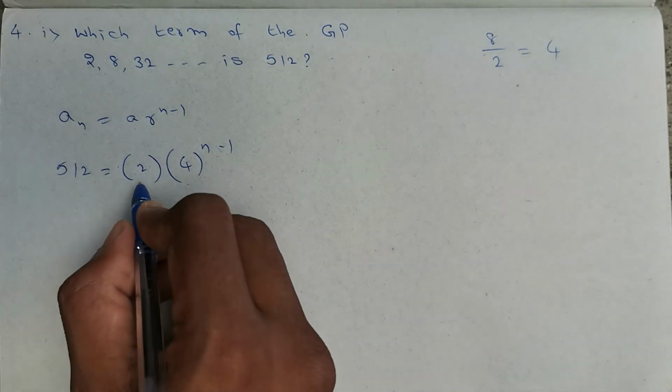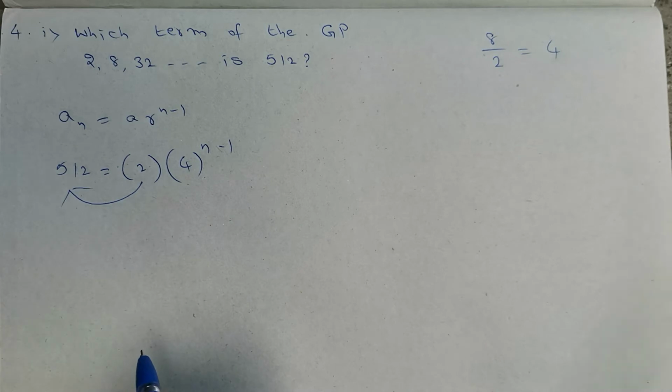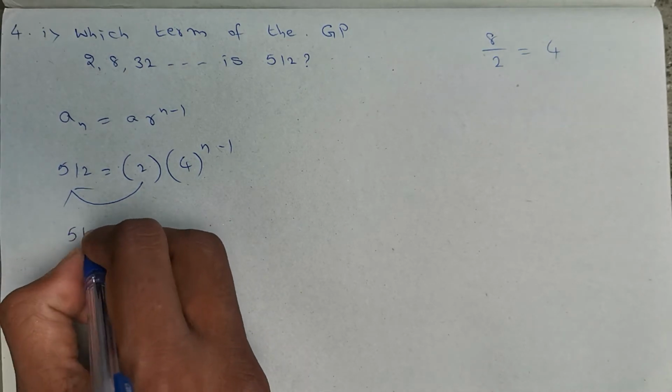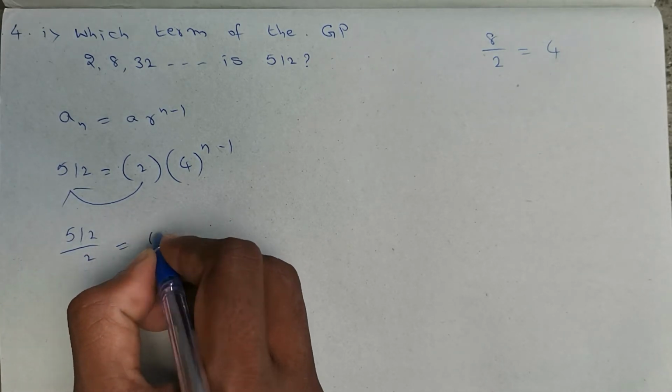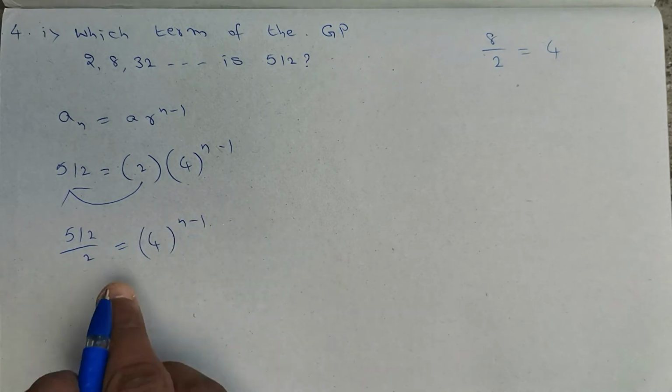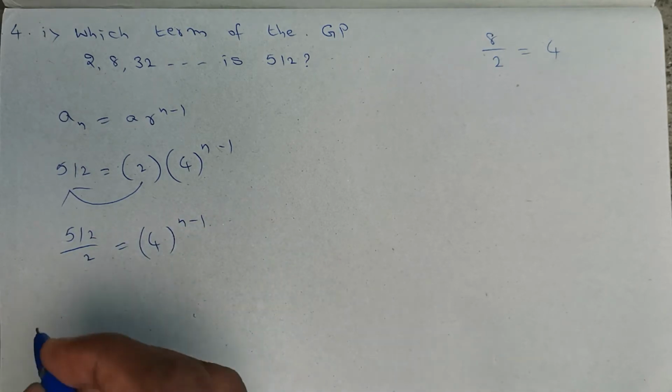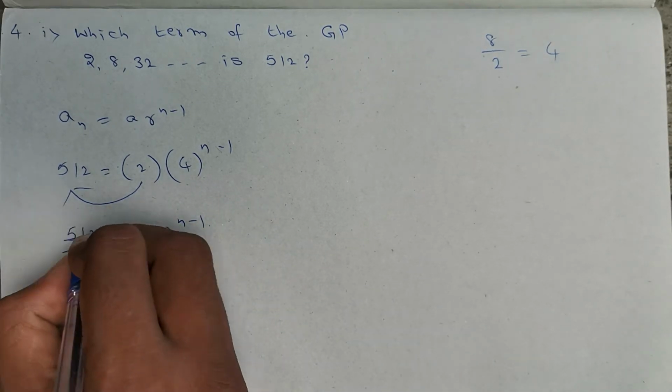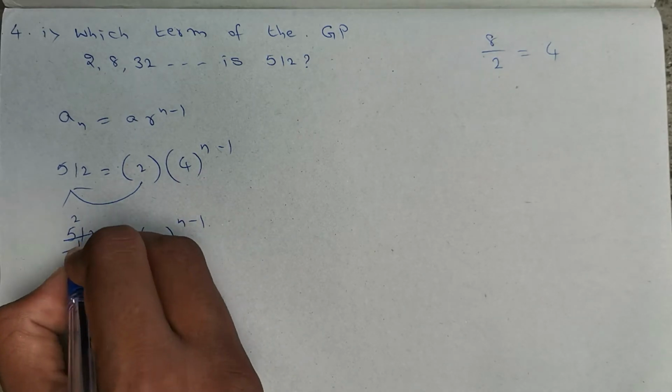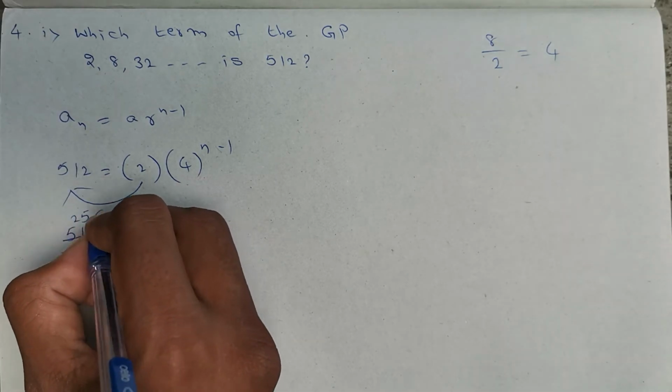Now this 2 I will take to the left side. 512 divided by 2 is equal to 4 power n minus 1. 512 divided by 2: 2 1s are 2, 2 2s are 4, 11, 2 5s are 10, 2 6s are 12.